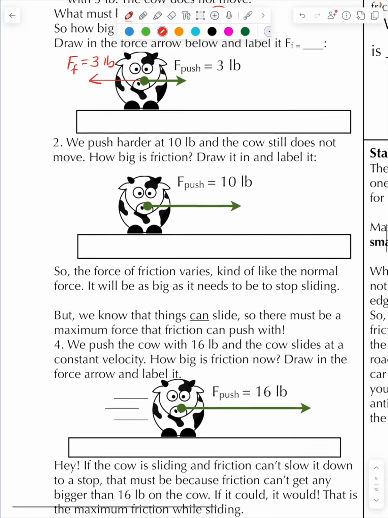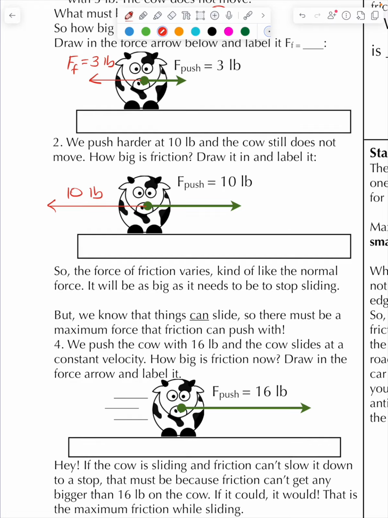Number 2, we want to get this cow moving, so we decide to push with 10 pounds, but the cow still doesn't budge. Well, is the cow accelerating? No. So what must be the net force? 0. But if the net force is 0, how big is the friction force now? 10 pounds. And that's why it's not accelerating.